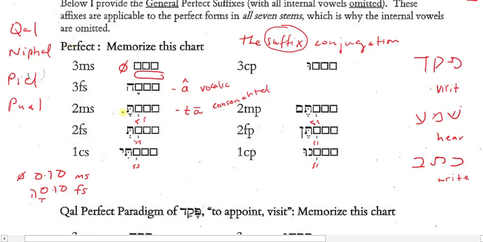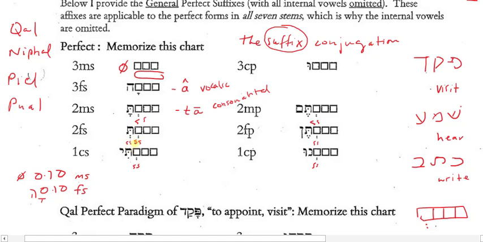So I can have vocalic endings and consonantal endings. Look at the second feminine singular. If I want to say you woman did something, I'm going to add a tav at the end, and I'm going to add a shava under it. So you tell me, is the shava under the tav a silent or a vocal shava? Half say vocal, half say silent. Do you remember? We learned that any shava at the end of the word is silent, right? Is that shava at the end of the word? Yes, that's a silent shava.